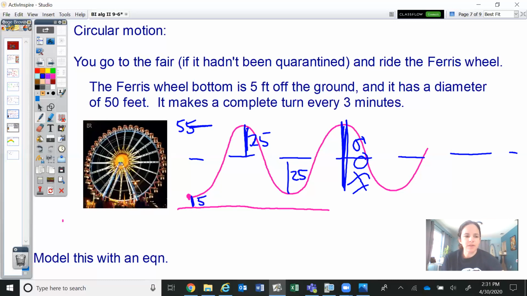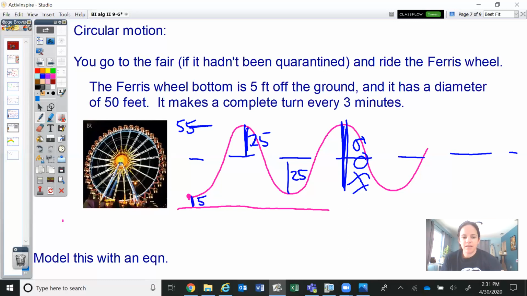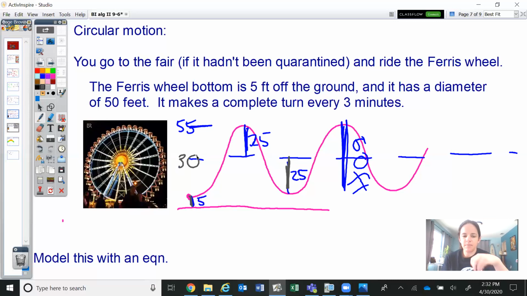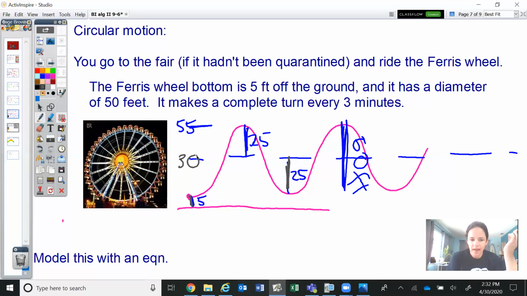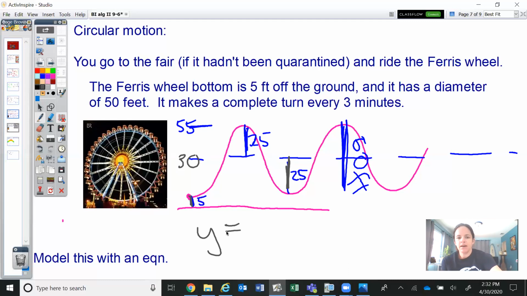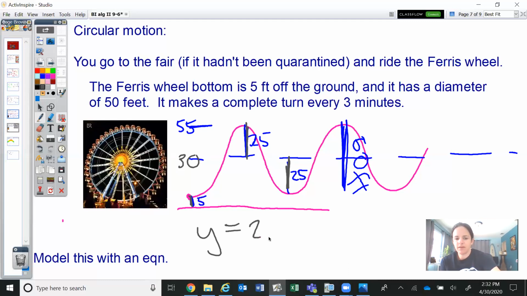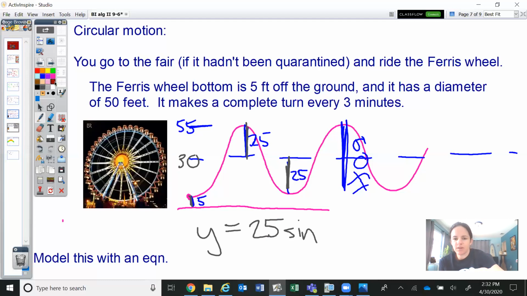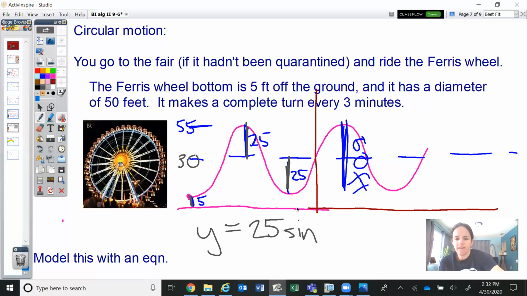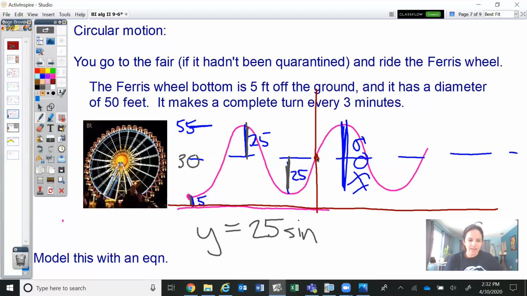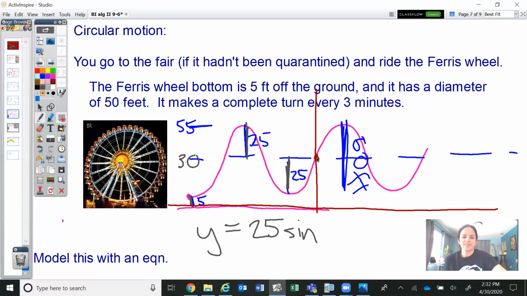Also, then we would need to figure out the midline here. So we can figure that out by saying, well, the bottom is 5 feet above the ground, and then it's 25 feet to get to the midline. So this midline must be at 30 feet. Using that, we can now say y equals, or h equals for height if you want, the amplitude, which we know is 25, times the sine or cosine, it doesn't matter. We can put the y-axis here wherever we want. It doesn't tell us. So I'm just going to put the y-axis right there. And then that makes this a sine curve because it's going to start at the principal axis on its way up. So it makes it a sine curve.